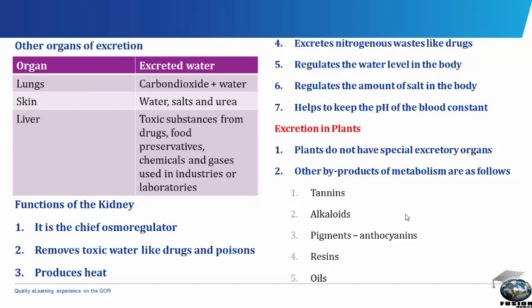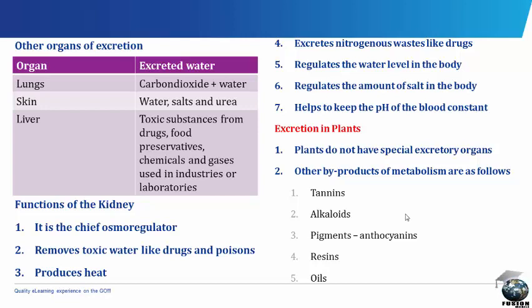Functions of the kidney. The kidney is the chief osmoregulator. It removes toxic substances like drugs and poisons. It produces heat. It excretes nitrogenous waste. It regulates the water level in the body. It regulates the amount of salt in the body, and it helps to keep the pH level of the blood constant.